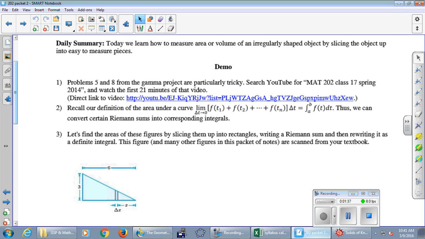Just a note in number 1 about the Gamma project. It says problems 5 and 8 from the Gamma project are particularly tricky. You can find a YouTube video of Caitlin going through and giving very detailed hints on those 2 problems. There's a link here, but that's probably not worth writing down. You can search for that particular title on YouTube. Easiest would just be to go into Moodle and you'll find direct links to a video of hers and also a video of mine, all right? But I strongly encourage folks to watch that as they work on problems 5 and 8.